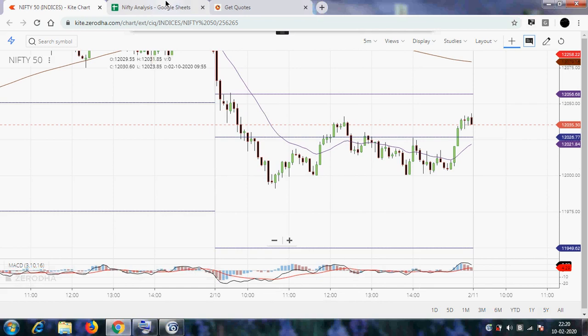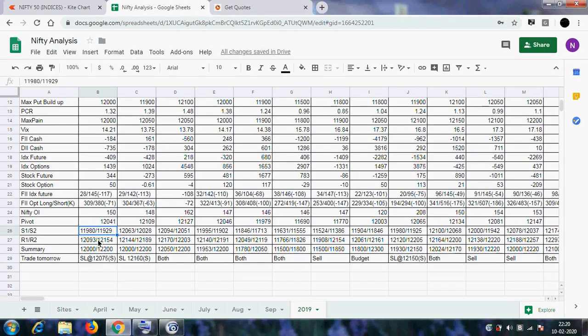So now we'll analyze, but analysis without any action plan is useless. So now we'll try to devise a plan for tomorrow. So tomorrow S1 is coming at 980 and then S2 929. R1 is at 12,093 and 12,150. So what it looks like now is market is rotating between 12,000 and 12,200. Okay, so what is the plan?